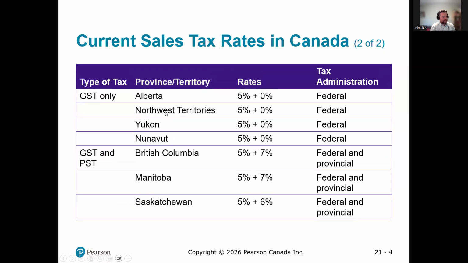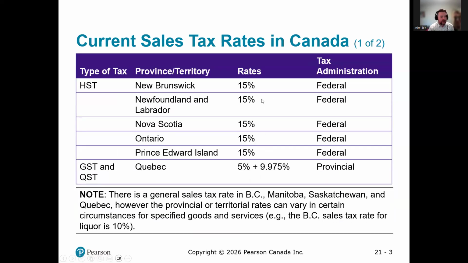Alberta and the territories only apply the GST rate, so they only apply 5%. Their provincial rates are 0%. Since GST is all they're charging, that's the federal portion of the sales tax, so it's also administered at the federal level. Only British Columbia, Manitoba, and Saskatchewan maintain their PST, their provincial sales tax, separate from the goods and services tax. So they apply it both federally for the 5% portion and provincially for their provincial portion, whether that's the 7% or the 6% for Saskatchewan.